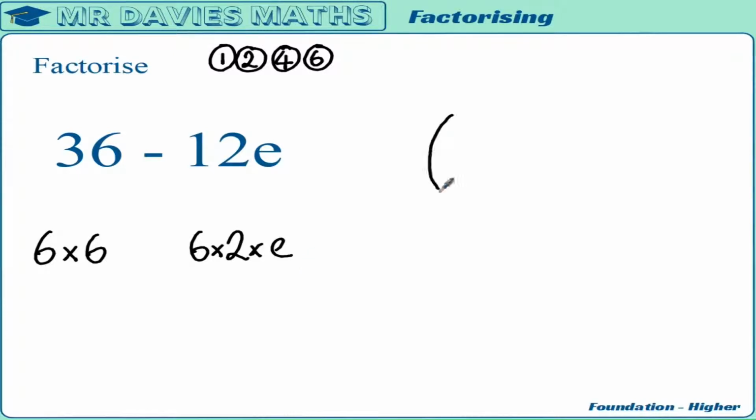What do they have in common this time? Well, they've both got a 6, so the 6 would live on the outside. And I've now got a 6 left over here, and I've got a 2 and an e left over here. There we go. And a minus sign, I'm going to put a minus sign. So technically that's correct. I have factorized it, but I didn't use the biggest possible factor. I used a factor. This would get me 1 mark because it is still technically correct.